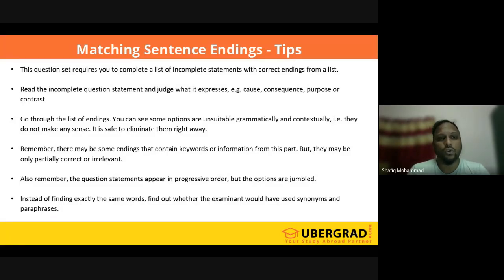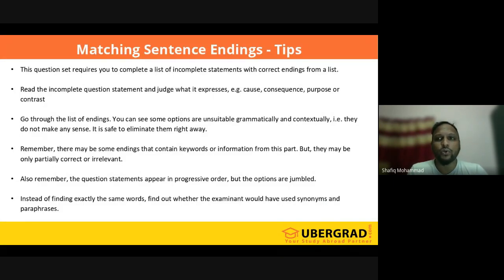Okay, so go through the list of endings and you can see some options are unsuitable grammatically and contextually. If you're really good at English, obviously you will understand that this sentence is not the correct match for it. Or some students, for example, have already done some questions before on this passage. Already you've read those paragraphs while skimming and scanning the passage. So just by that you can do it. That is only for the last minute where you don't have much time. Usually this should be done in the last minute.